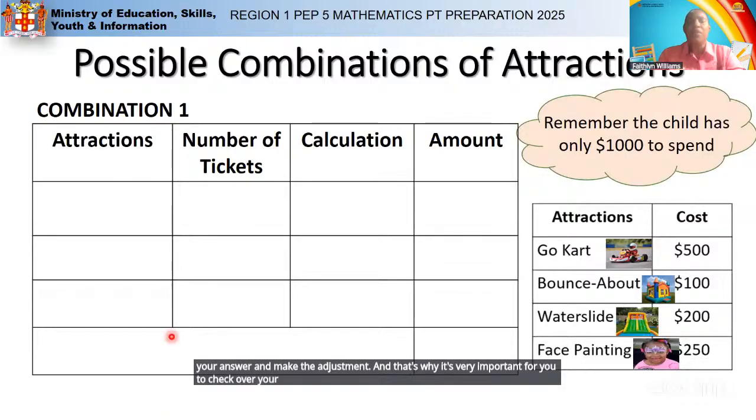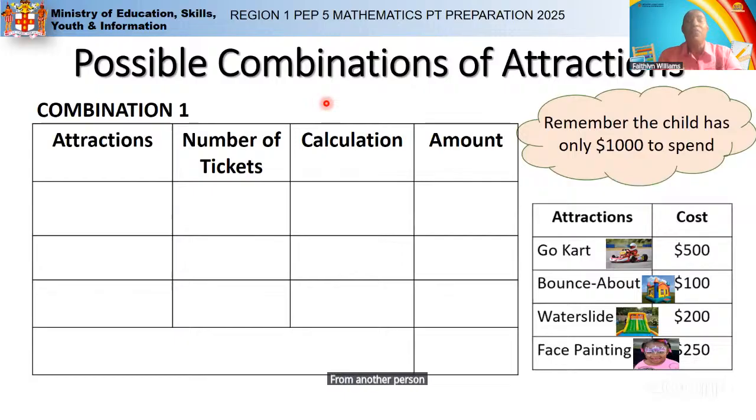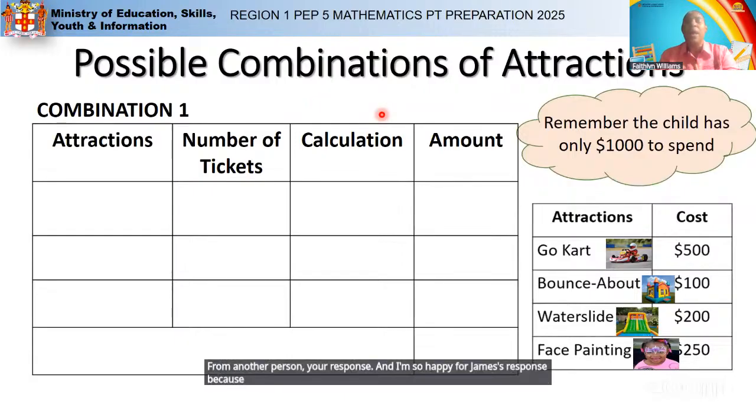All right, we're going to take another person's response. And I'm so happy for James's response because we could now look back at our 4-step problem solving. You would have used the information given. You came up with a plan. As you came up with a plan, you worked it. However, there was one thing, the final step, which is to check over that you needed to do.